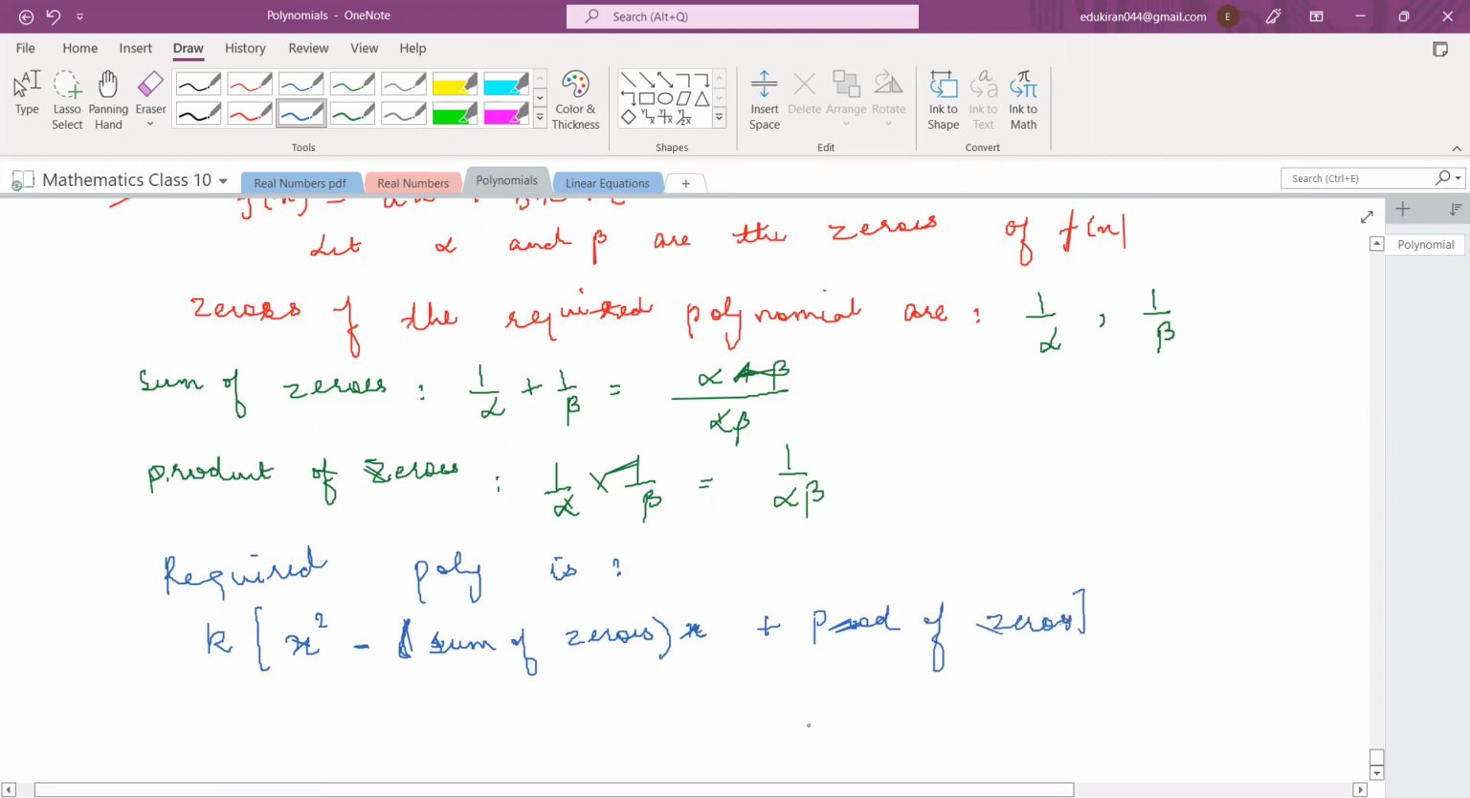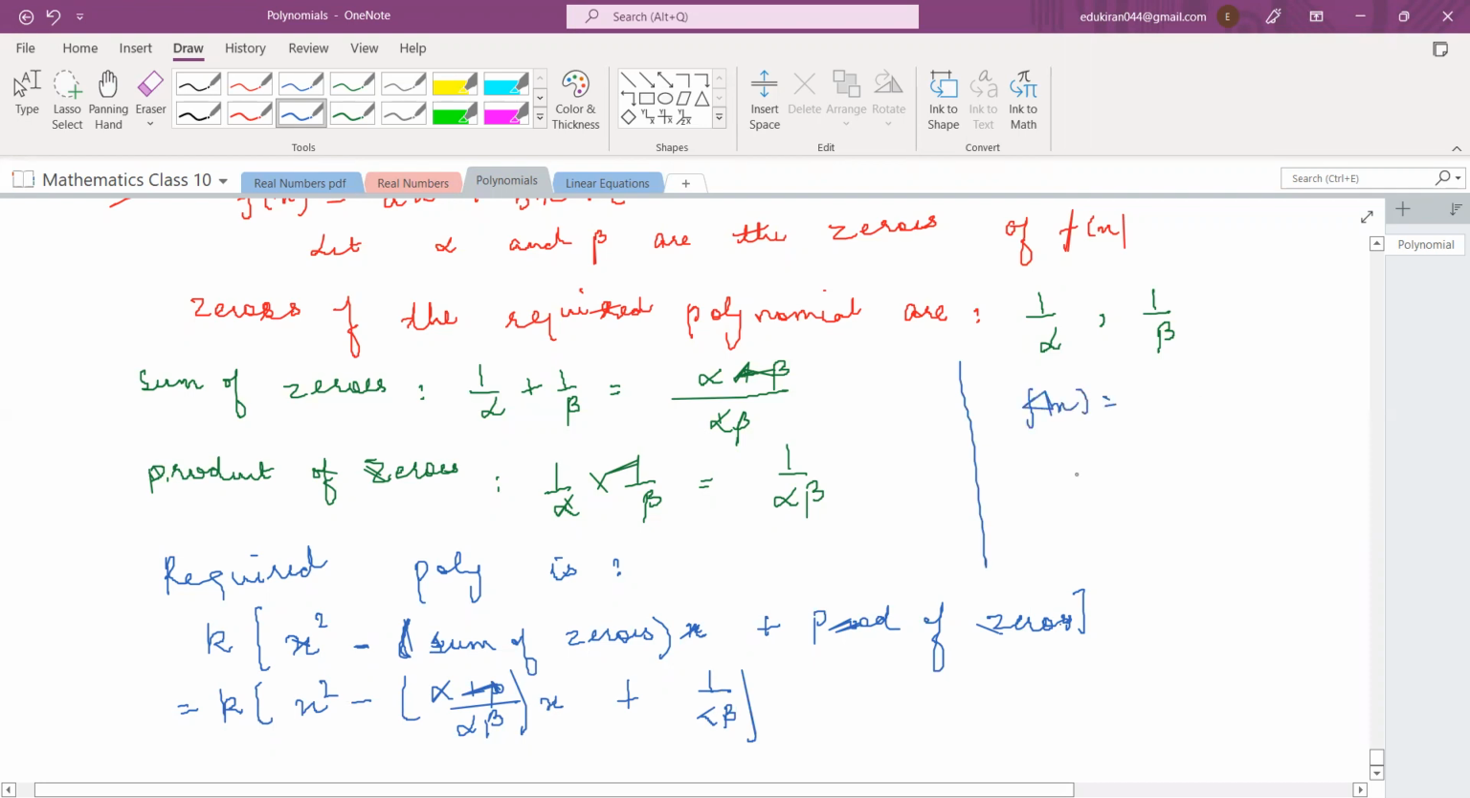This is how we write. Now k times x square minus the sum of zeros, this is alpha plus beta, divided by alpha beta, into x, plus 1 upon alpha beta. Now we have to substitute the value of alpha beta here, which we will obtain from f(x), which I have missed out. So basically your f(x) is given.